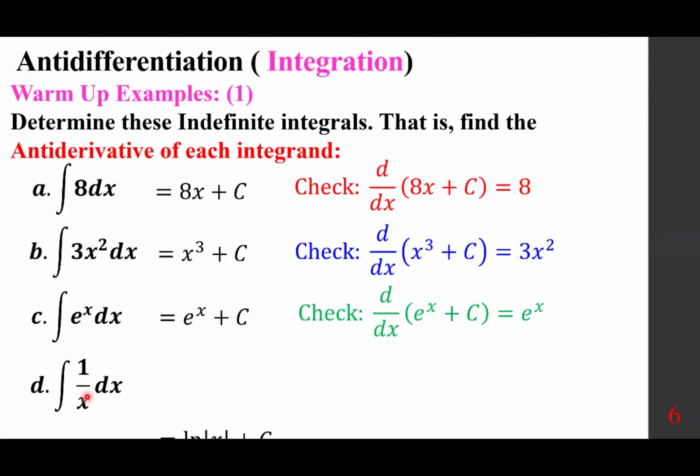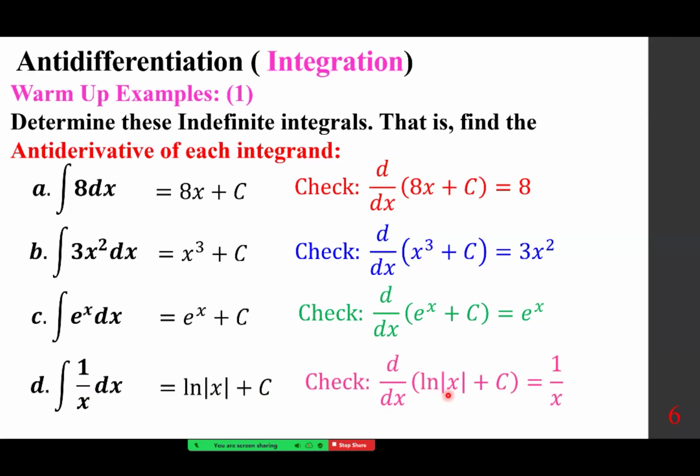That's a natural log. So ln of absolute value of x, and you add a constant. The reason it's absolute value is because the domain of a natural log is 0 to infinity. That's why we put absolute value. And so if you differentiate the right side, the derivative of ln of absolute value of x plus c, you get 1 over x. You get the integrand without the dx. So this was a warm-up example.